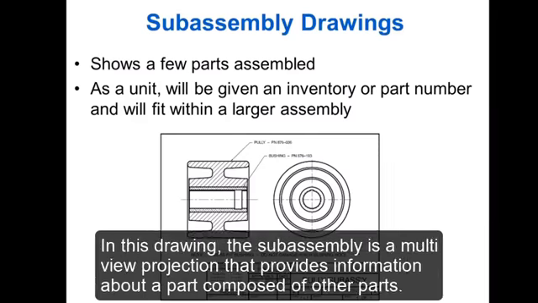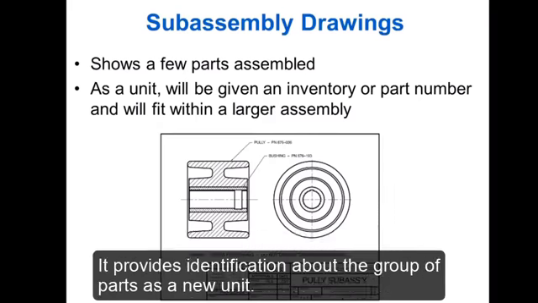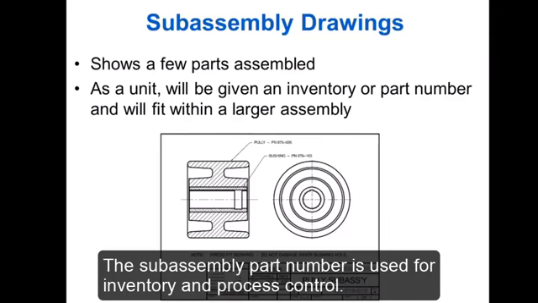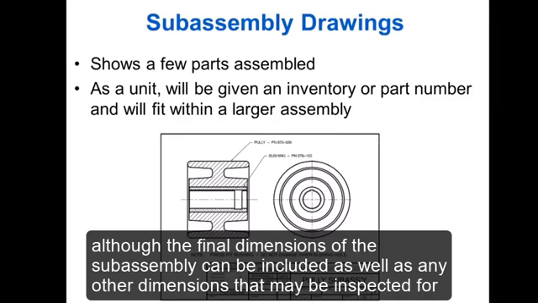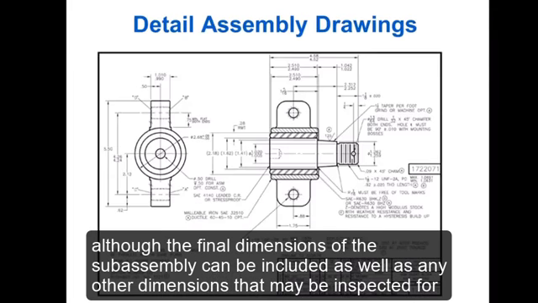In this drawing, the subassembly is a multi-view projection that provides information about a part composed of other parts. It provides identification about the group of parts as a new unit. The subassembly part number is used for inventory and process control. As with any assembly drawing, dimensions are not usually required because all of the materials are already manufactured and inspected, although the final dimensions of the subassembly can be included as well as any other dimensions that may need to be inspected or controlled.